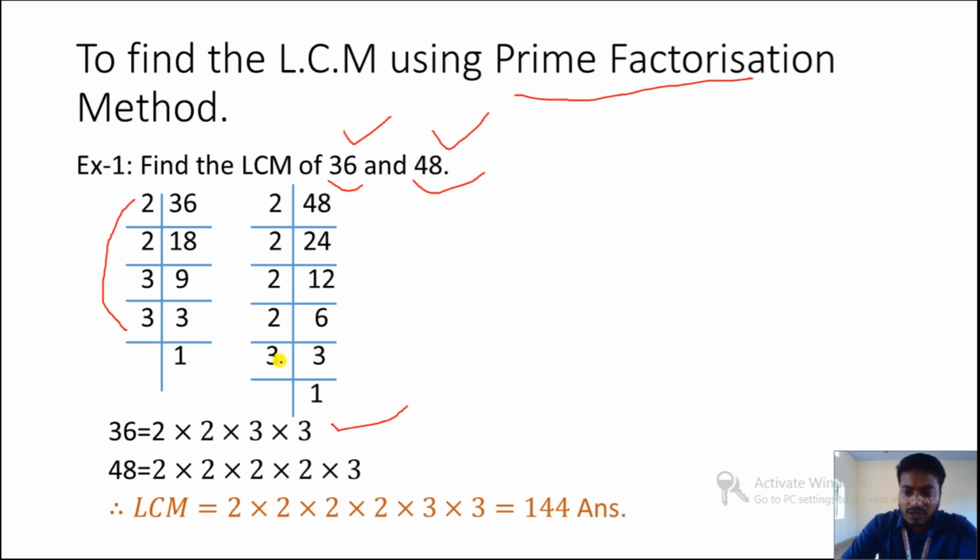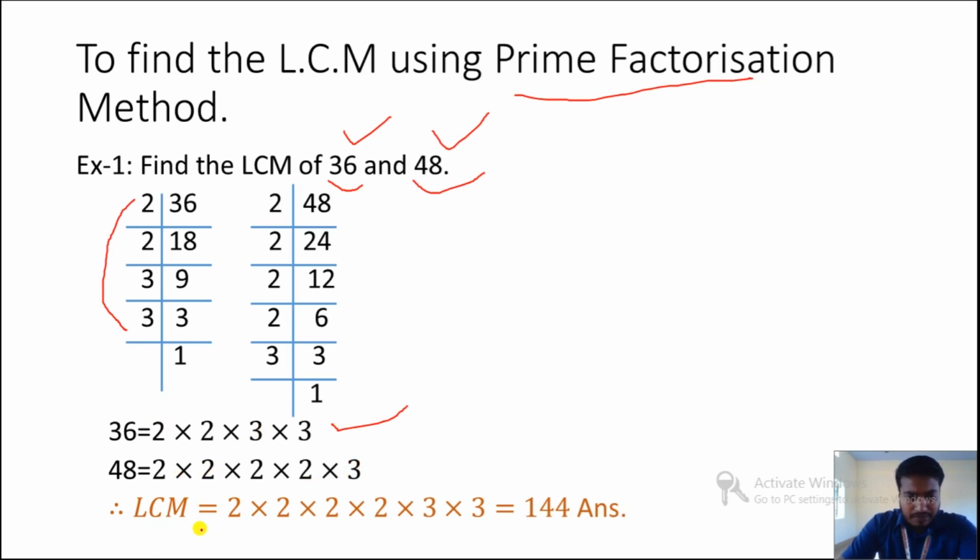So we move to the next prime number, which is 3. It goes 1 time. In the same way, you arrange the prime factors of 48 also. After that we have to find the LCM, so you need to see what numbers are there in the factors. We have 2, 3, and here also 2, 3.